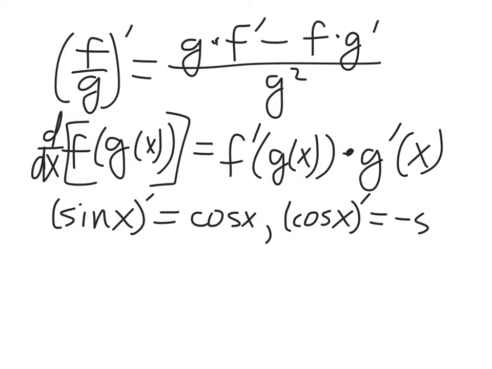Negative sign. Okay, negative sign. Sounds like all of you got that one down. Of course, those are the two easy ones, really, compared to the rest of them. Next, let's look at tangent.